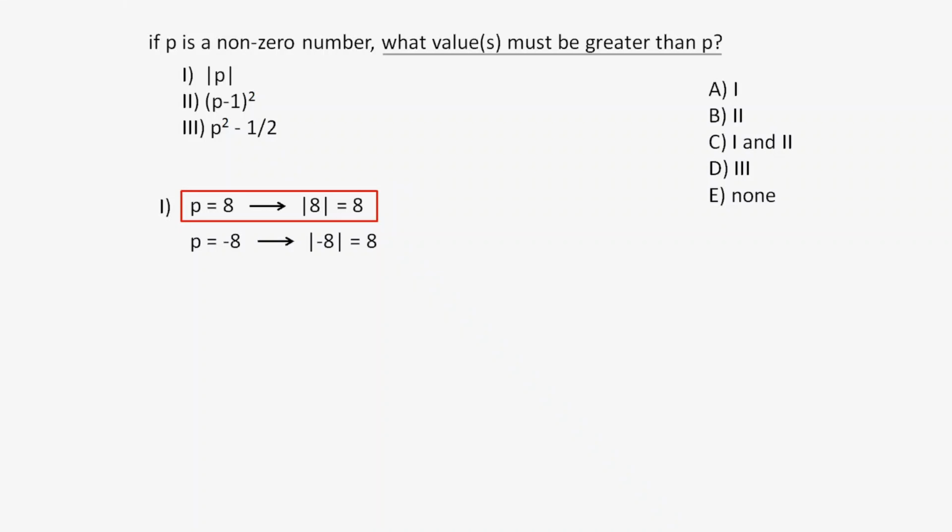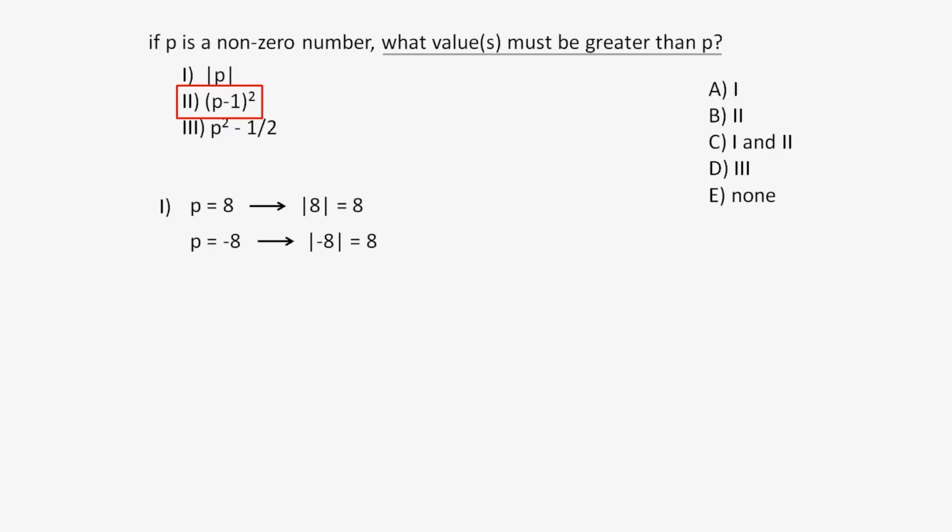It has to be true for all non-zero values of p. This means that if we can find just one non-zero value of p, for which the case using p is not greater than p itself, then the case is not valid. With that in mind, let's turn to case 2, the quantity p minus 1 squared.